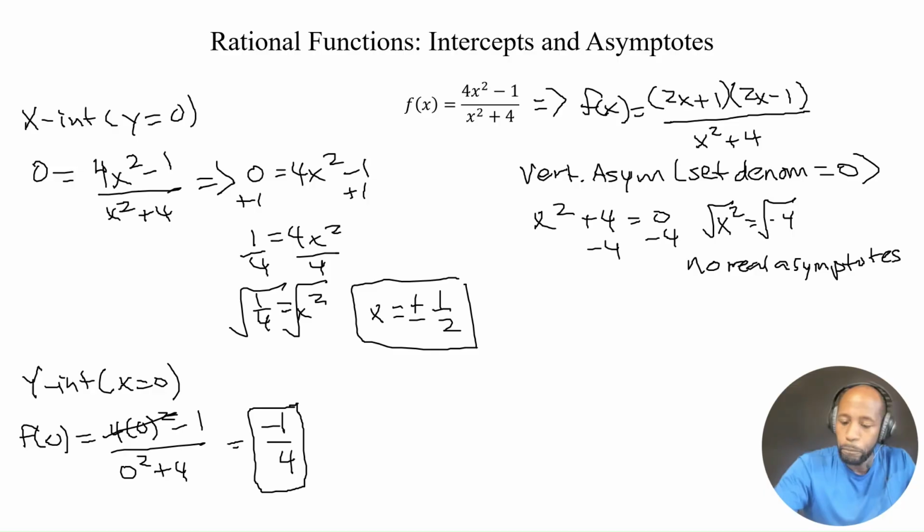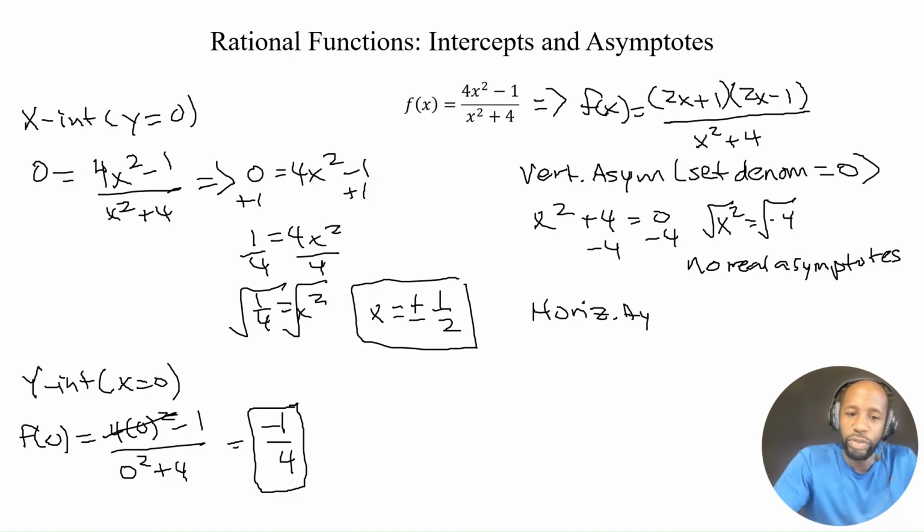Okay. Sorry, hold on one second. Let me see something here. Okay, so there are none, essentially, no real ones. Okay, and then you have the horizontal asymptote.